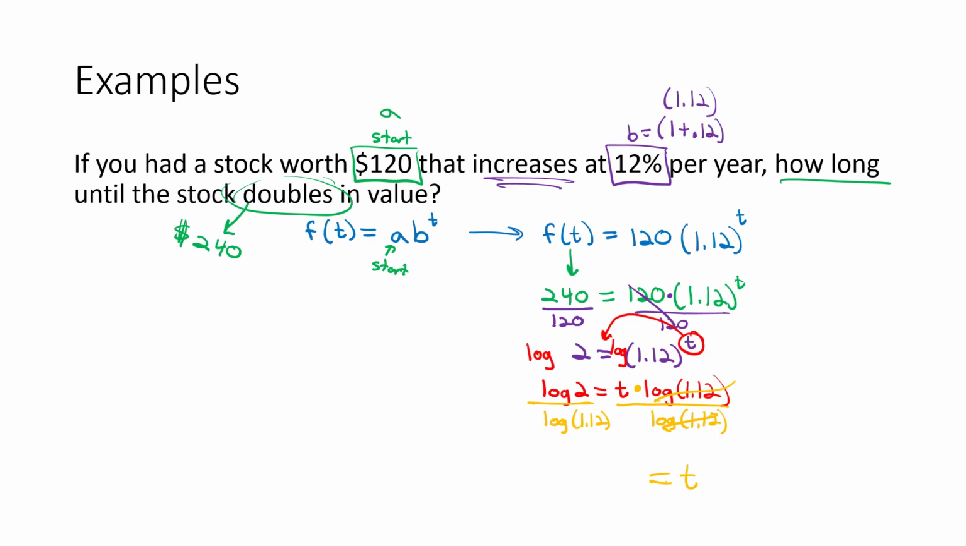On my calculator, I just have to make sure I type it all in correctly, being aware of parentheses that might be needed in various places. The log of 2 divided by the log of 1.12. Time is equal to 6.12. We'll round it to 2 decimal places. 6.12 years. Just over 6 years, my stock will have doubled in value.